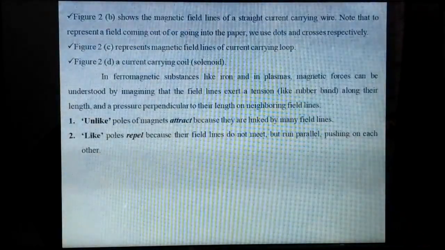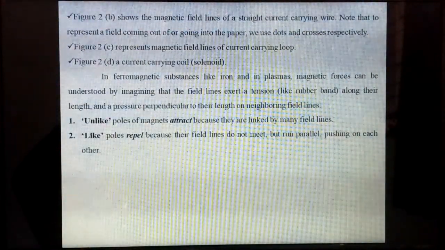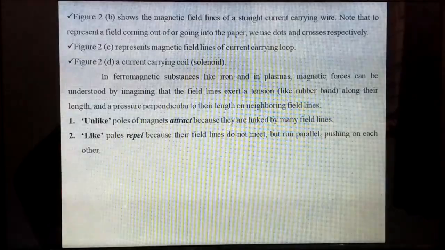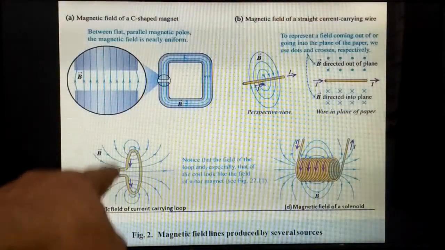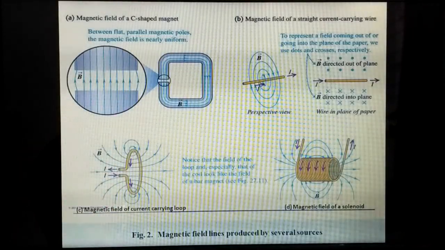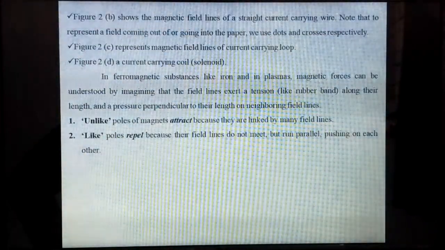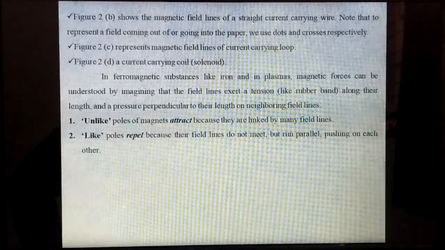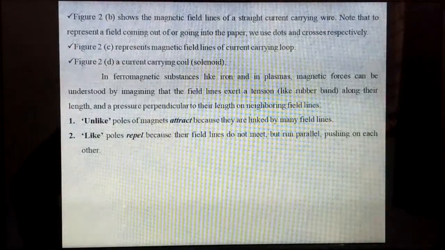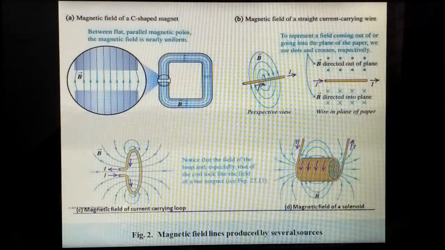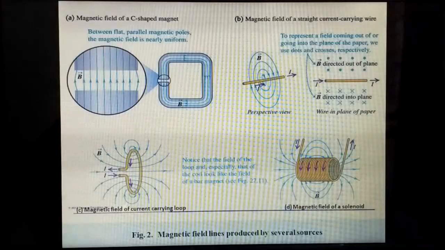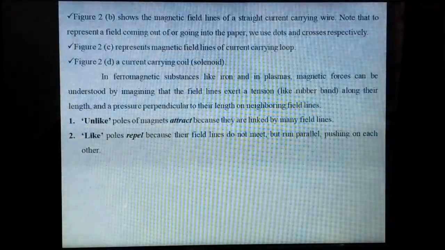Figure 2c represents magnetic field lines of a current carrying loop. This is the loop creating the magnetic field. Then the last one is figure 2d, a current carrying coil that is called a solenoid. The current is moving in this direction. That is called a solenoid. It can produce a magnetic field, as the current rotates rapidly and produces the magnetic field.